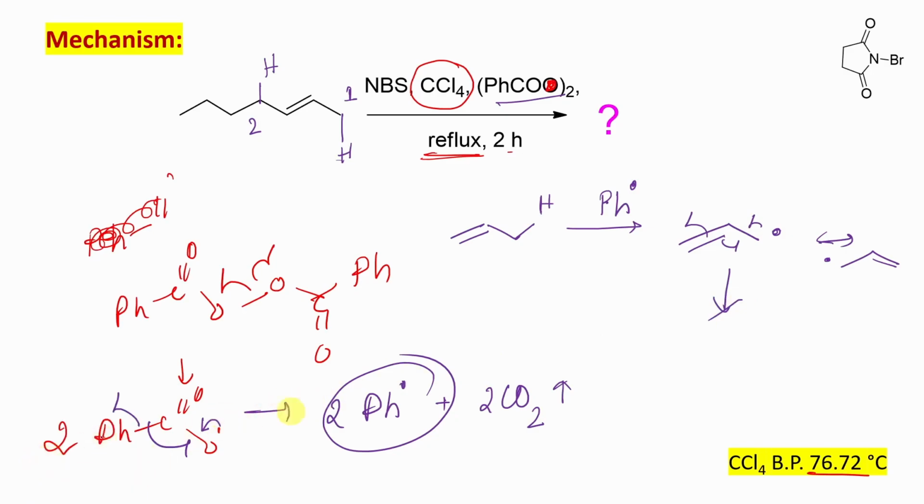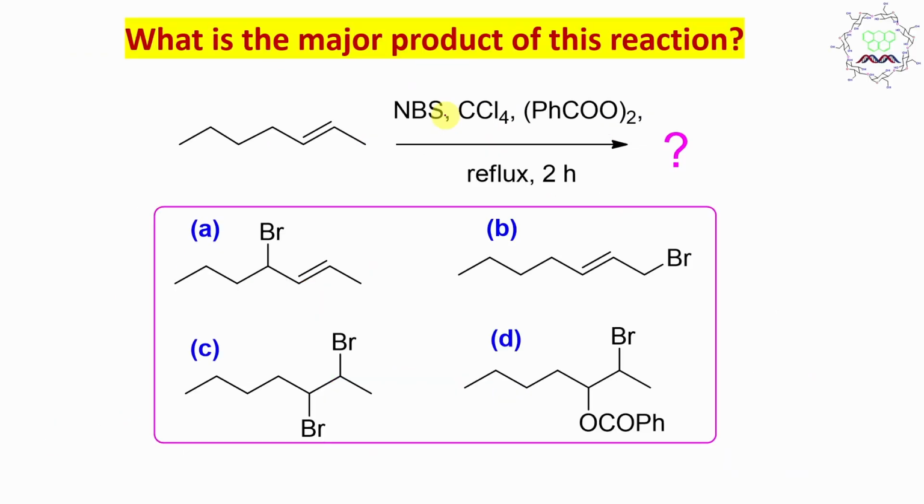Now what will this allyl radical do in the next step? It will react with the N-Br bond of NBS, capture the bromine, and ultimately produce allyl bromide, and obviously a nitrogen radical again. In this way the reaction will continue until the reagents, for example NBS, are consumed. And this reaction is very quick, which is why 2 hours is enough for completion.